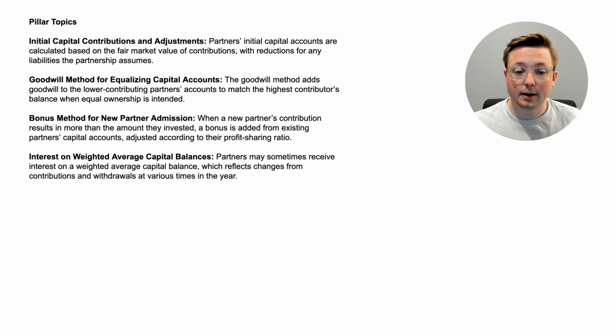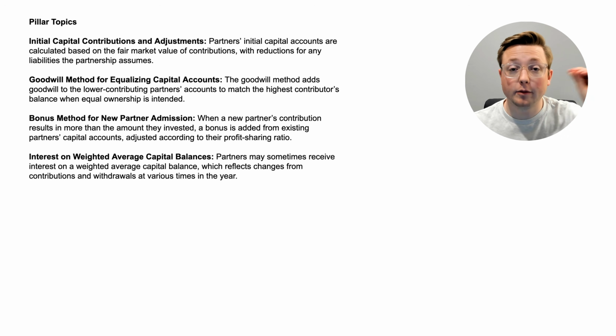And then finally, let's talk about interest on weighted average capital, or just average capital. This is something you may see. Partners may sometimes receive interest on a weighted average capital balance, which reflects changes from contributions and withdrawals at various times in the year. And remember, you're calculating the interest based off of this balance, and the interest is coming out of profit, and then you are dealing with the profit after you've already taken out the interest.